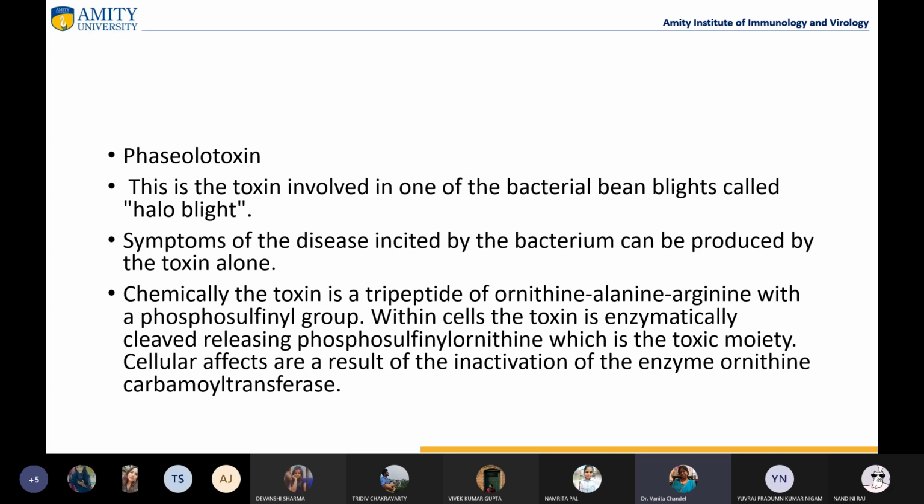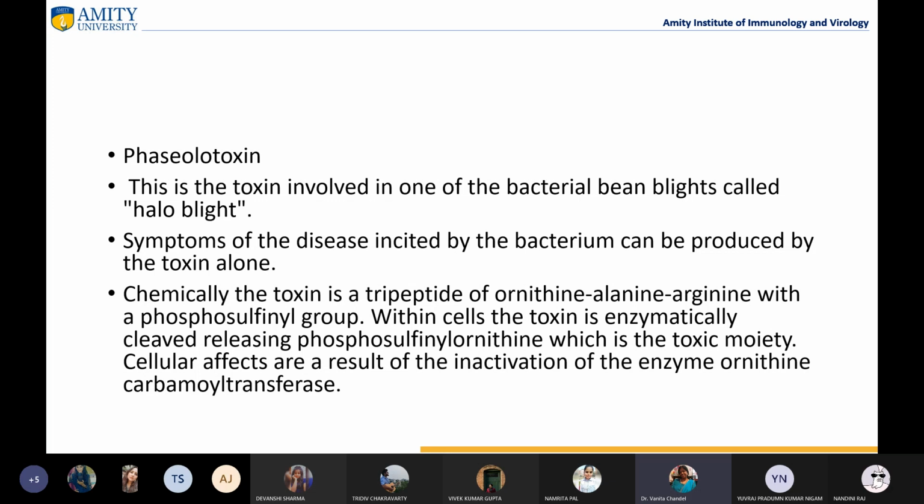Then we have phaseolotoxin. Again, this is the toxin which is involved in bacterial bean blights, which are also called halo blights. The symptoms of the disease caused by the bacterium can be produced by the toxin alone. So if we just inoculate this toxin on the plant, similar symptoms are produced. Chemically, the toxin is a tripeptide containing ornithine and alanine.